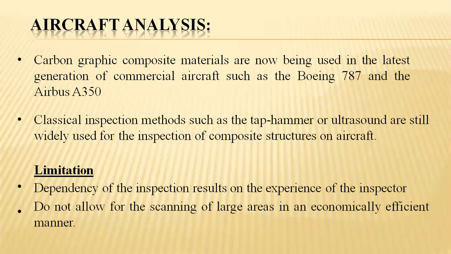Here, carbon graphite composite materials are trending in the present day's world for the generation of commercial aircraft such as the Boeing 787 and even the normal Airbuses, which are used for transportation over the shortest distances, or nominally domestic airplanes, which travel from one state to another state or from one district to another district, and so on.